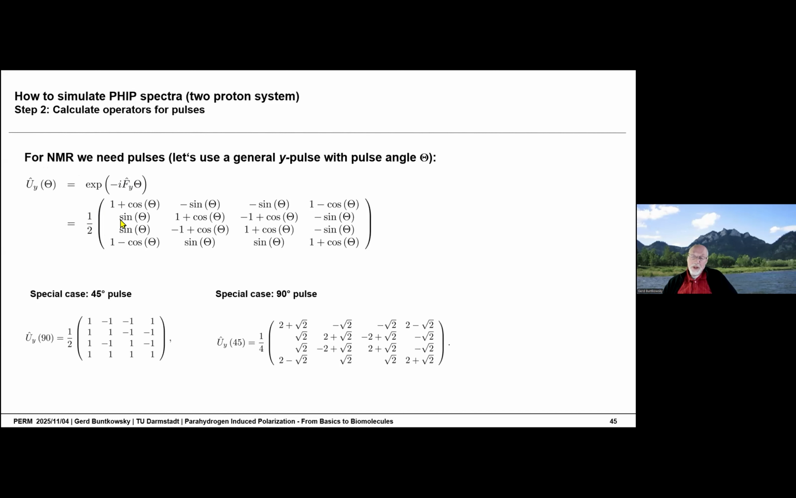There are two special cases. This is the operator for the 90-degree pulse. This is the operator for the 45-degree pulse. And the nice thing is, since we're using Fy here, all the numbers are real numbers. We don't have to work with complex numbers here.